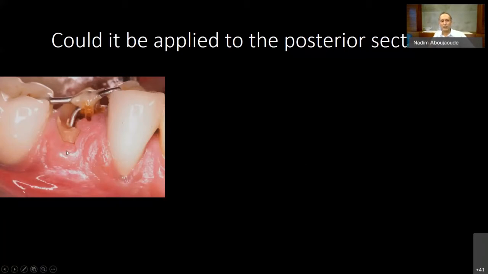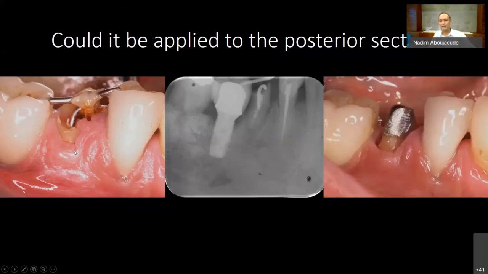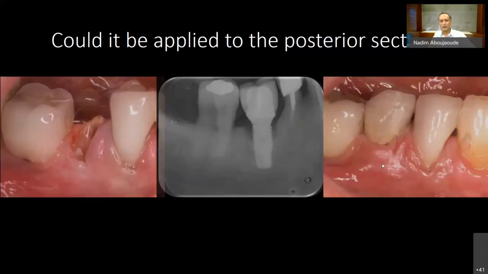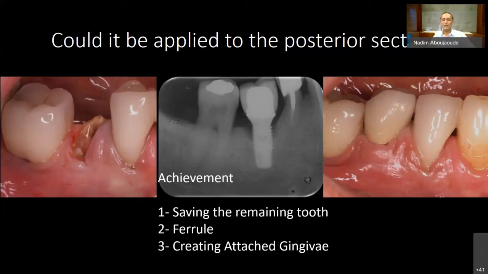Look what we were able to get. We had enough tooth structure, and we had enough attached gingiva. On the day of the crown placement, we have enough tooth structure. Look at the attached gingiva. Let me show you at the beginning how small the band of attached gingiva was. Look how much attached gingiva we gained in this case. Okay, so what did we achieve? Saving the remaining tooth, ferrule effect, and creating attached gingiva around it.